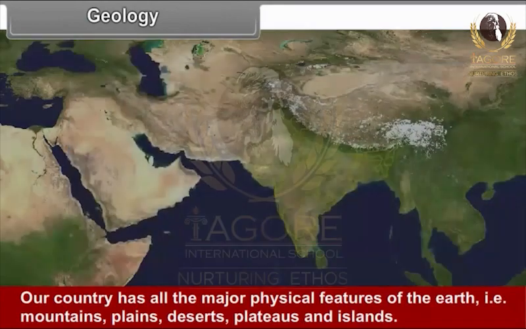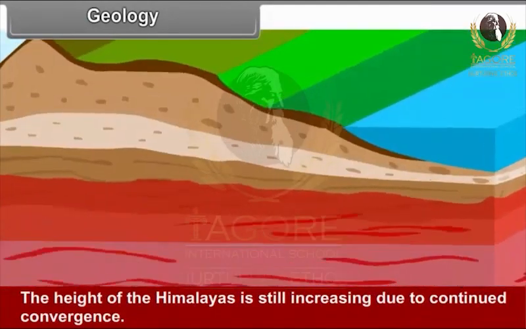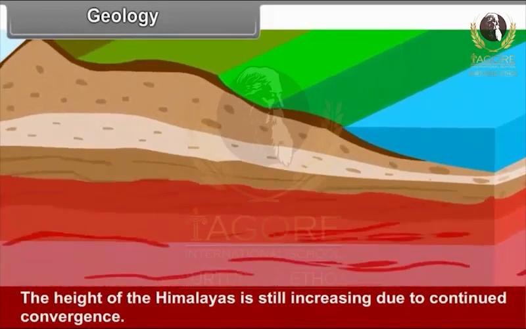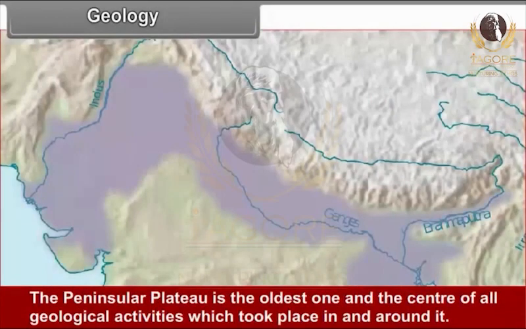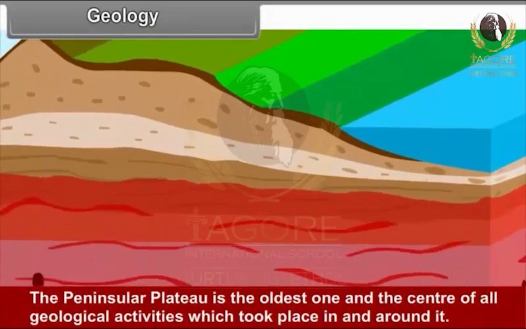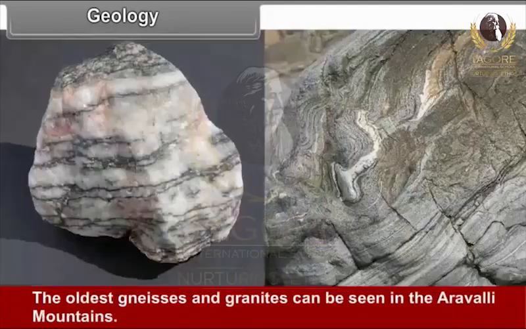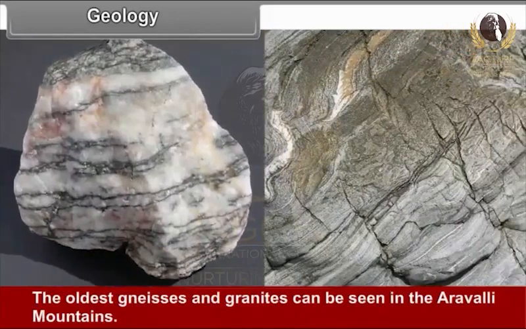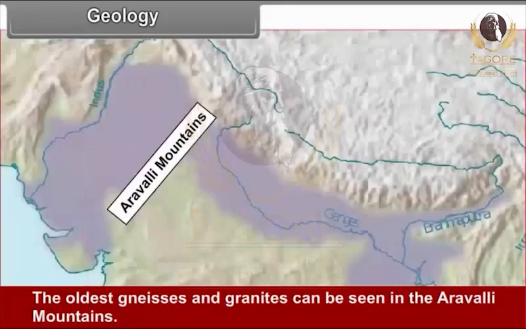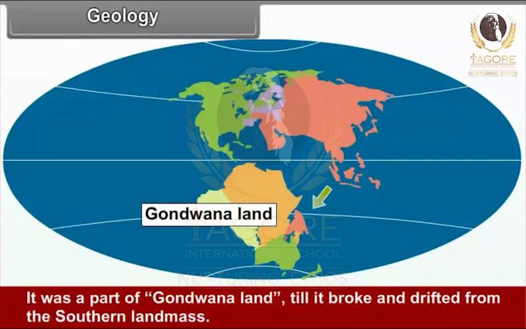plateaus, and islands. The height of the Himalayas is still increasing due to continued convergence. The peninsular plateau is the oldest one and the center of all geological activities which took place in and around it. The oldest gneiss and granites can be seen in the Aravalli Mountains. It was a part of Gondwanaland till it broke and drifted from the southern landmasses.